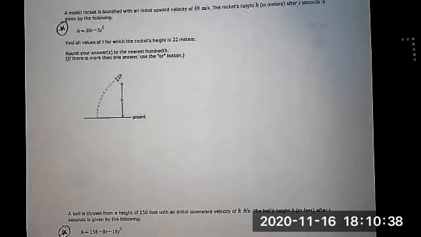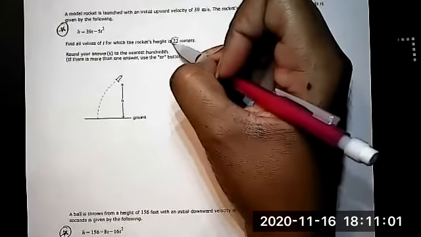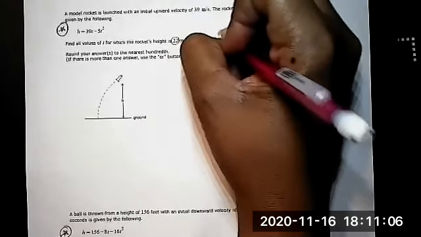All right, so let's look at page 2. Okay. All right, so a model rocket is launched with an initial upward velocity of 39 meters per second. The rocket's height in meters after t seconds is given by the following. So we have our equation. Find all the values of t for which the rocket's height is 22 meters. So h, in this case, h equals 22. Okay, we want to find all, and it does say find all. So there might be more than one.